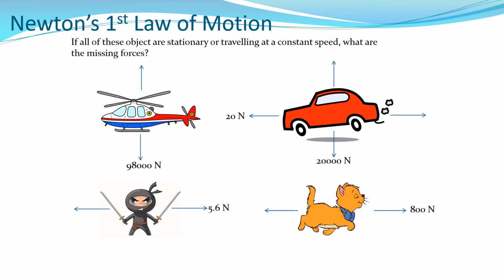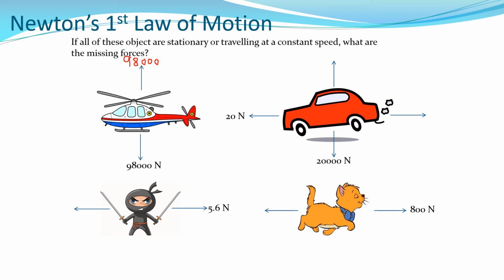And so let's look at this first one here of the helicopter. It's got a force downwards of 98,000 newtons. For this to be at rest or traveling at a constant speed, it needs to have an overall force up and down of 0. So if the force down is 98,000, the force up also needs to be 98,000, and then they'll cancel each other out, and the overall force is that they're balanced.